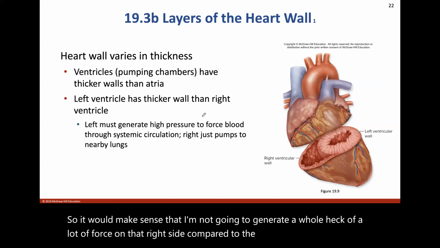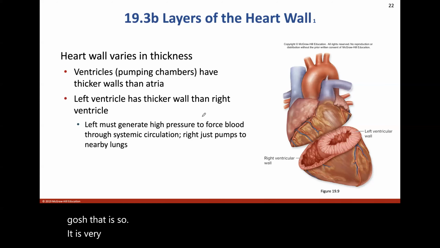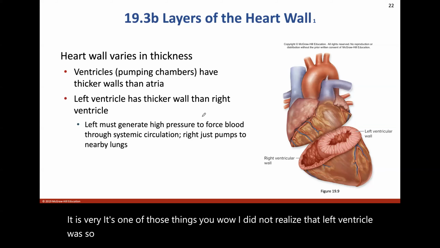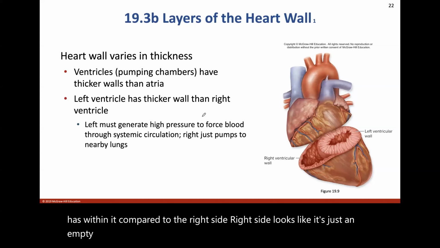And on dissection, oh my gosh, it's one of those things where you're like, wow, I did not realize that the left ventricle was so meaty. And it is. It's huge in terms of the amount of muscle within it compared to the right side. The right side looks like just an empty sack. It's crazy.